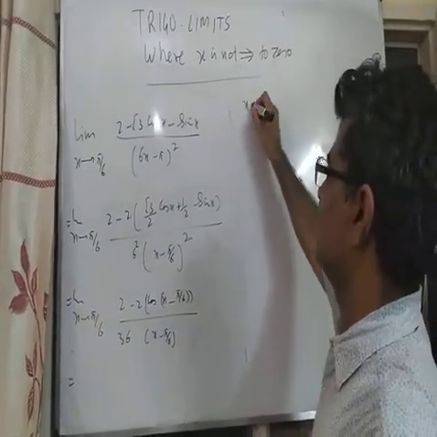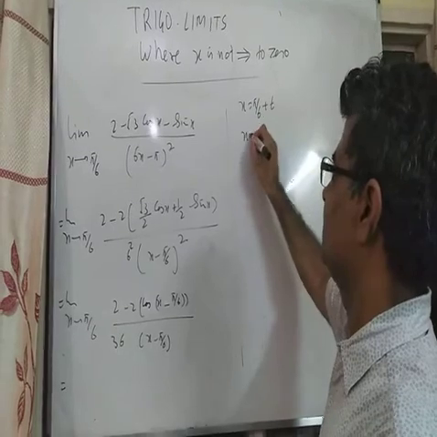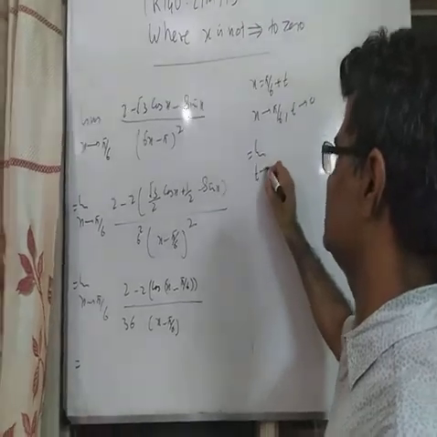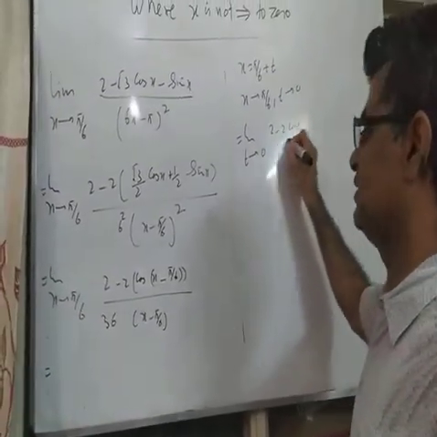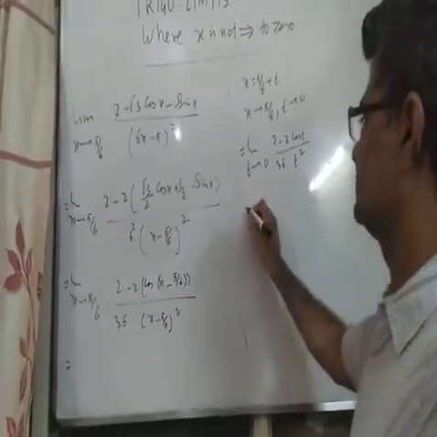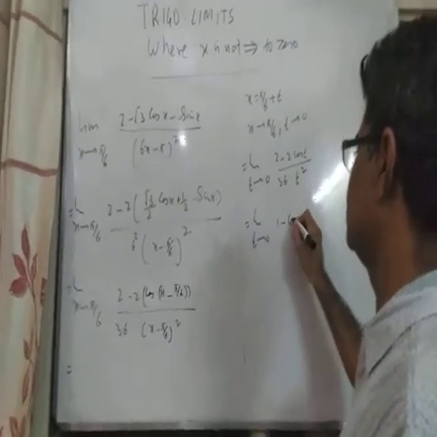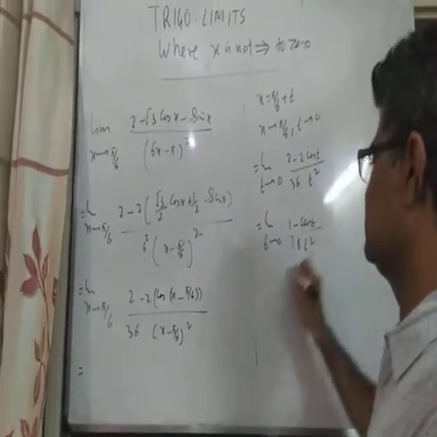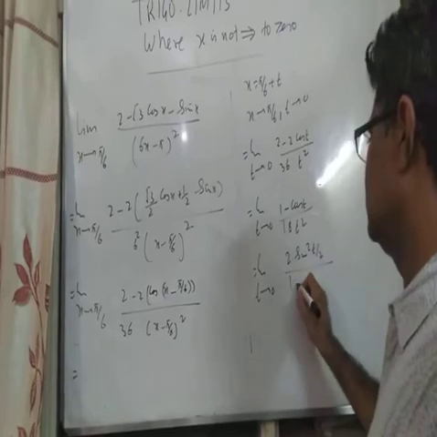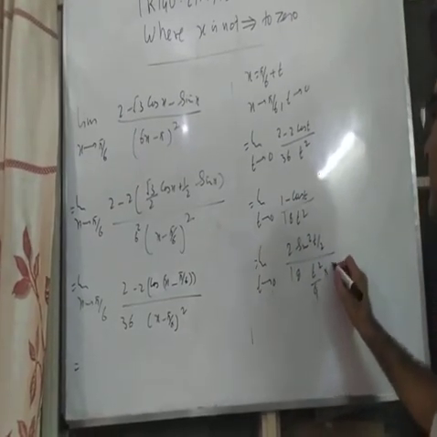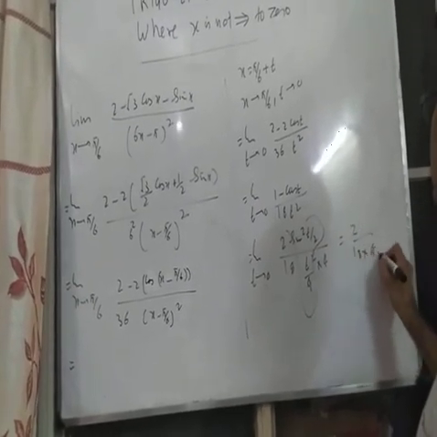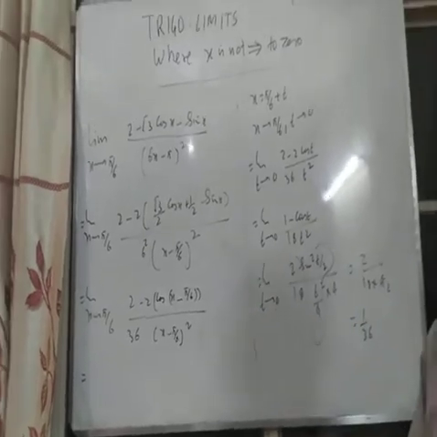Now we are taking x equals pi by 6 plus t. When x is tending towards pi by 6, then t will tend towards 0. So this limit will become t tending towards 0, 2 minus 2 cos t upon 36 t square. So limit t tends to 0, 1 minus cos t upon 18t square. So limit t tends to 0, you can see this is 2 sine square t by 2 upon 18t square. So divided by 4 into 4, so that this can become 1. So 2 upon 18 into 4. So you can see that this is going to be equal to 1 upon 36.